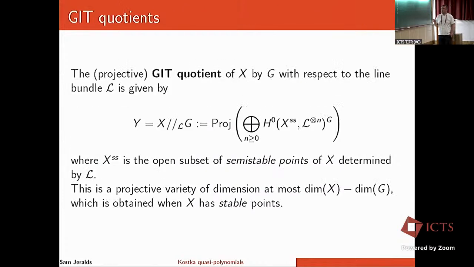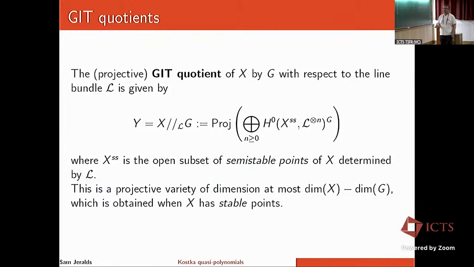So what is the projective GIT quotient? You take your line bundle and you take as many powers as you want, and I want to look at just G-invariant sections on a particular open subset of semi-stable points. These are determined by L.